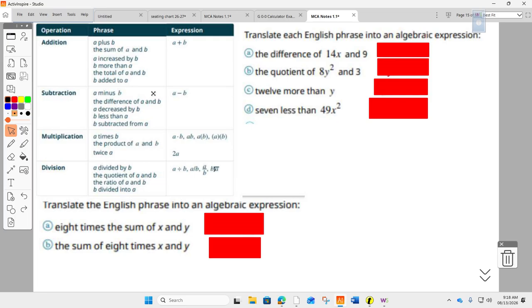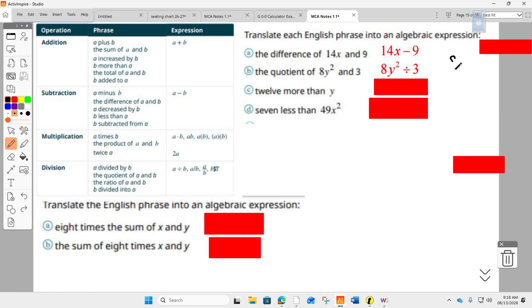The difference means we're going to do what? Add, subtract, multiply, or divide. Okay. So the difference of 14x and 9 is 14x minus 9. Quotient, what are we doing here? Add, subtract, multiply, or divide, Mariah? Yes. And they use a division symbol, but you guys know by now we typically would use a fraction bar for that. So 8y squared over 3 would probably be what we would use.